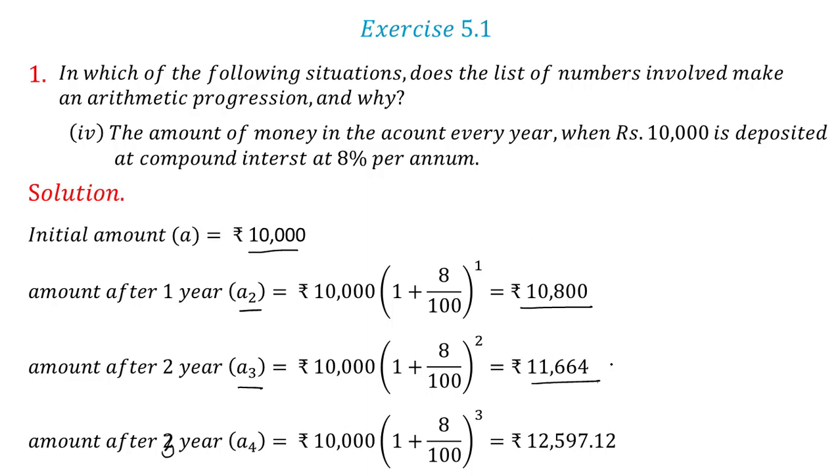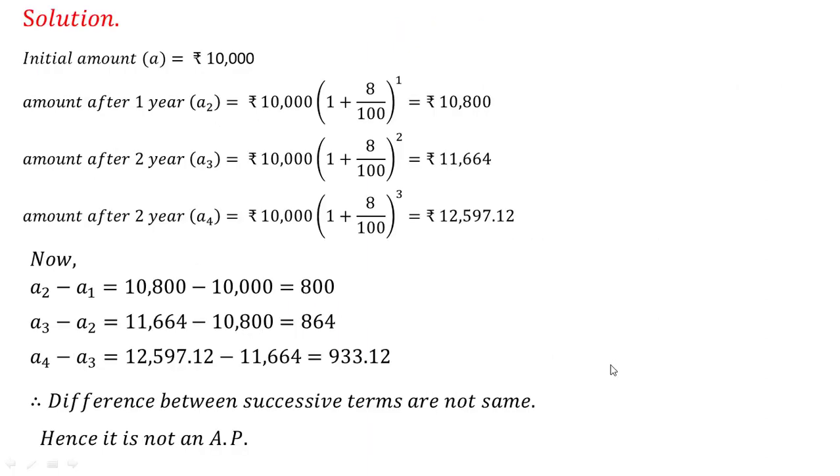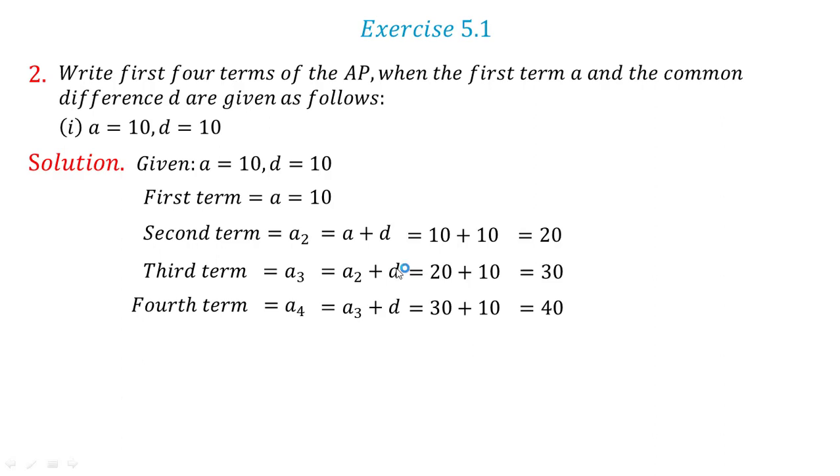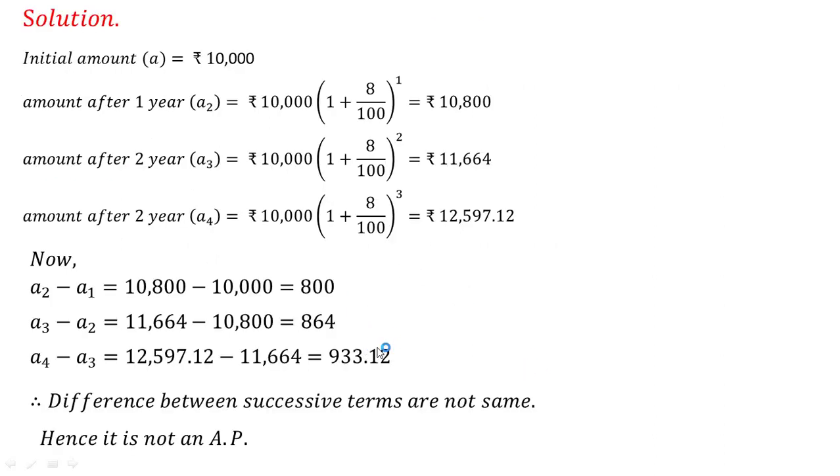Here the difference is something else, like 800, 864, 933. So the difference between consecutive terms is different, and you will say that this is not an AP. Here the compound interest formula was involved, so I solved it.